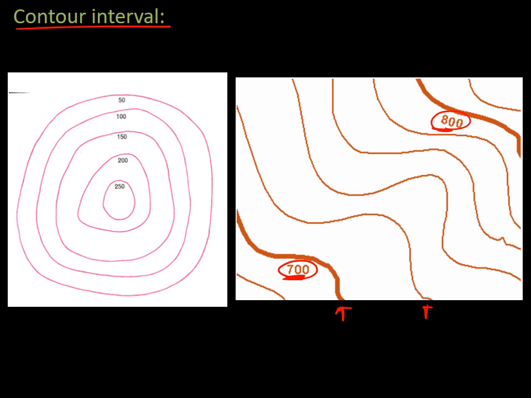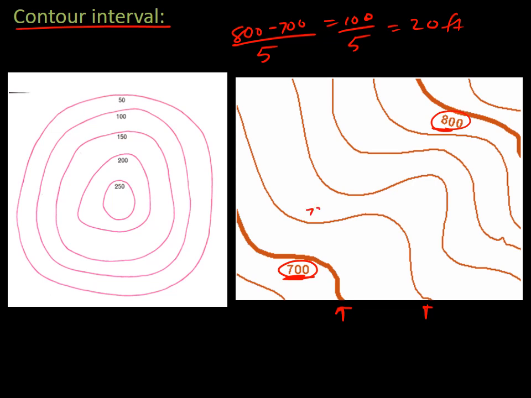And to get from the 700 to the 800 line, we start at this line and we have to go 1, 2, 3, 4, 5 lines in between. So there are 5 lines between 700 and 800. And so the difference in elevation between the 700 and 800 is 100, of course. And there are 5 lines in between. And 100 divided by 5 is 20. Okay? So our contour interval, the difference in elevation between two lines on this map, is 20 feet.